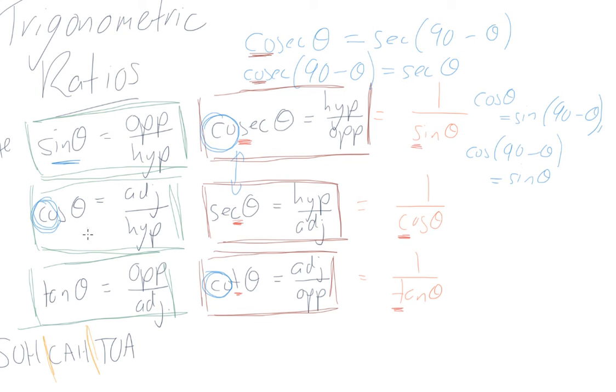Okay, so sine, cosine, tan, you know those three, SOHCAHTOA. The reciprocal ratios, cosec, sec, and cot. 1 on sine, the third letter, 1 on cos, the third letter, 1 on tan, the third letter as well.